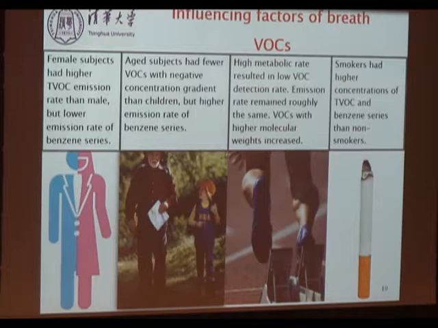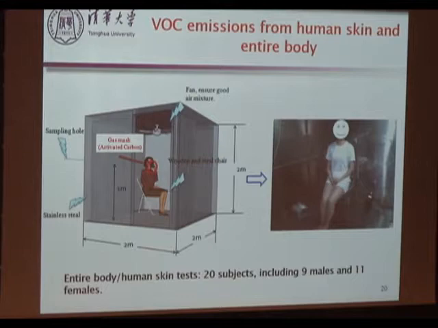Now we look at the second part, which is a little bit more difficult than the breath, and that is the emission from our skin or from the whole human body. In order to do that, we need to put a person into an environmental chamber, and then we try to understand the difference between the skin emission and the breath emissions. So we ask the person to wear a gas mask, and the purpose of that is to filter out the emissions from the breath and only leave the skin emissions.